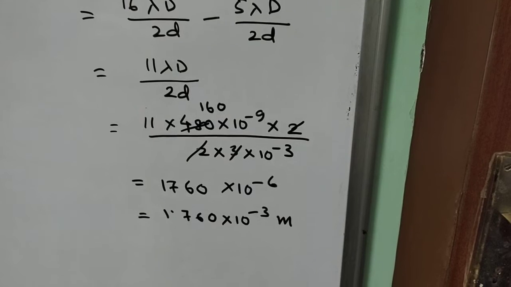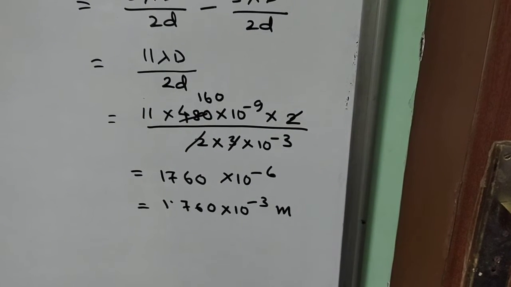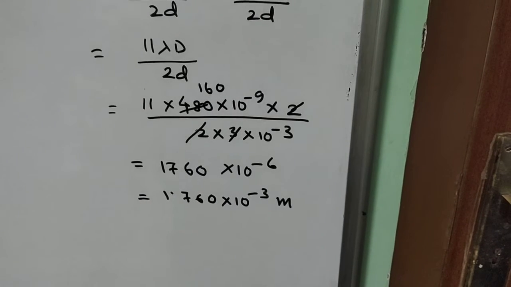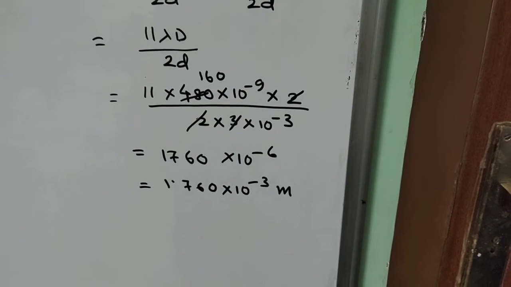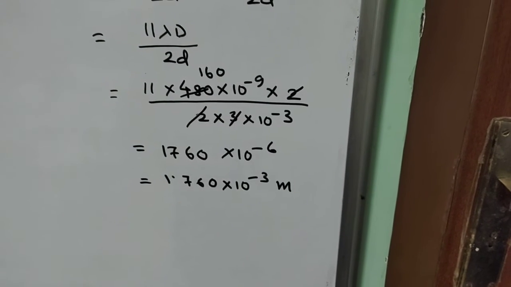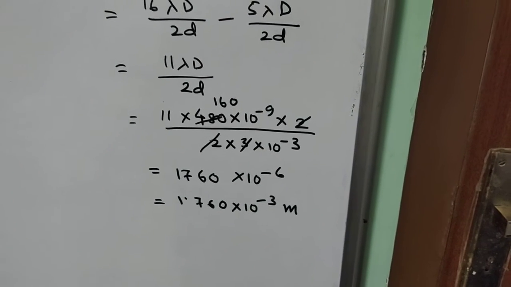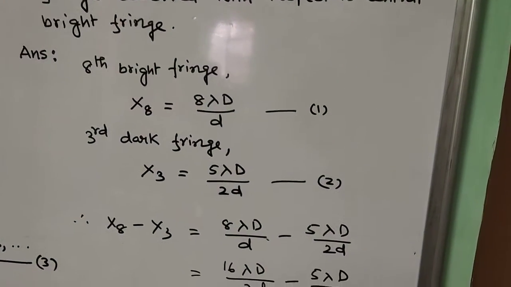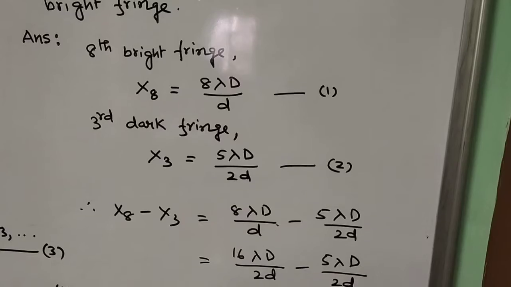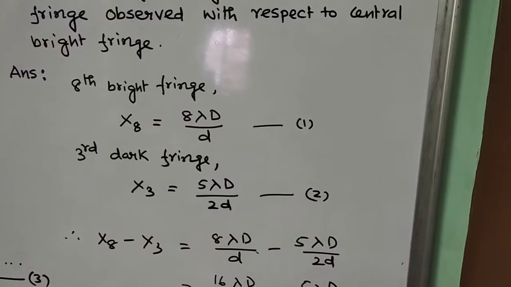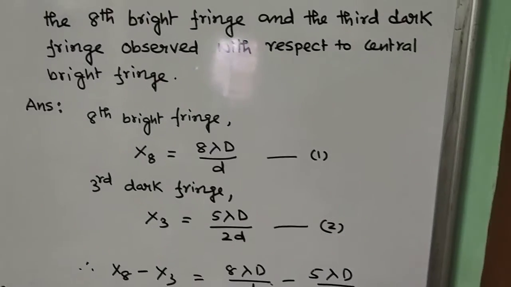So if you simplify, the result comes out to be 1760 into 10 to the power minus 6. If you take the decimal, then it comes out to be 1.760 into 10 to the power minus 3 meter. So this is the distance between the 8th bright fringe and 3rd dark fringe with respect to the central bright fringe. I think it's simple. Please go through the expressions 1 and 2 which we have discussed in our last class.